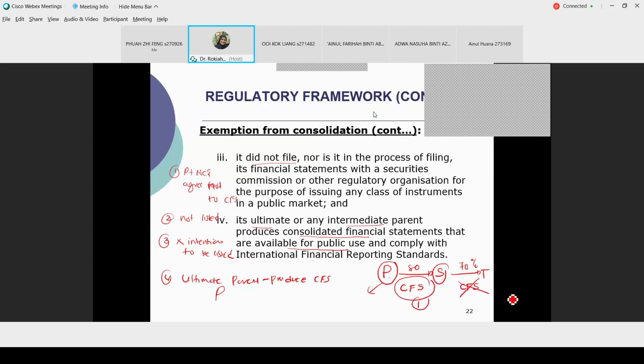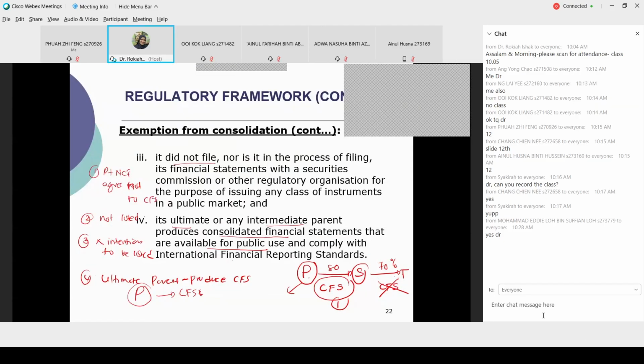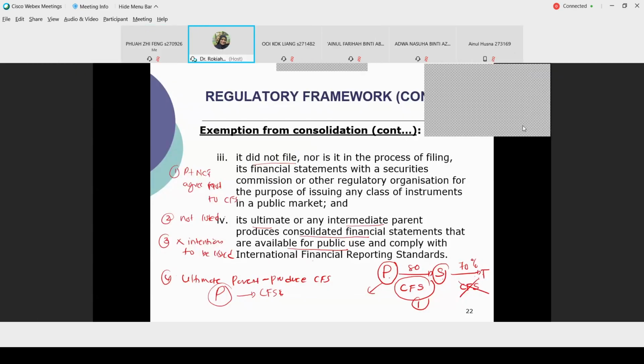S and T, we don't have to prepare this one. We don't need to prepare a consolidated financial statement because the ultimate parent, who is P here, already prepared one. Only P is going to prepare a consolidated financial statement. So S and T do not have to prepare the consolidated financial statement because P is their ultimate parent. Okay, do you understand about this one? The four assumptions given for not preparing the consolidated financial statements. Is it okay with this one? Any of you? Okay, so you understand. So we proceed to the next slide.